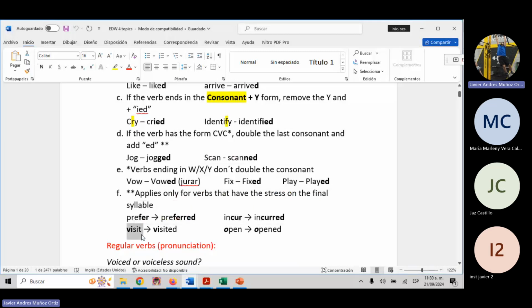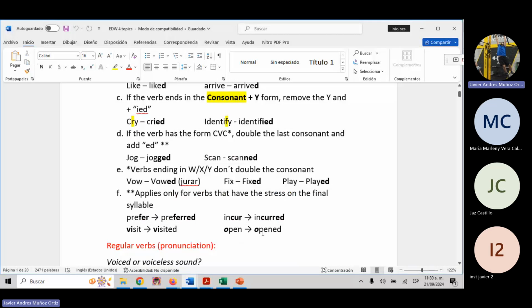Instead, this is the exception: visit. The pronunciation is not visit, it is visit, right? The accent is in V. Therefore, the T is not doubled. The same happens in open. The pronunciation is open, not open. So therefore, this N is not doubled. Open, opened, present and past, respectively.